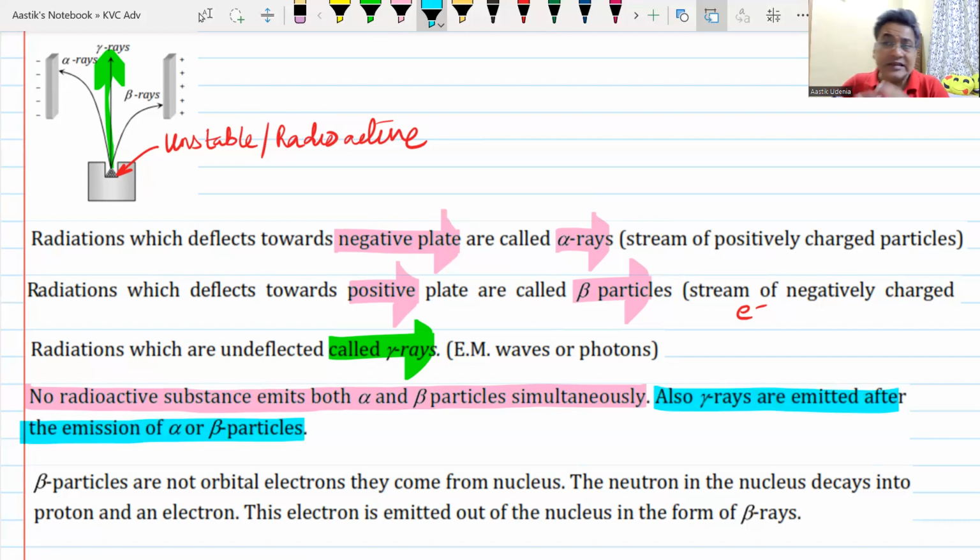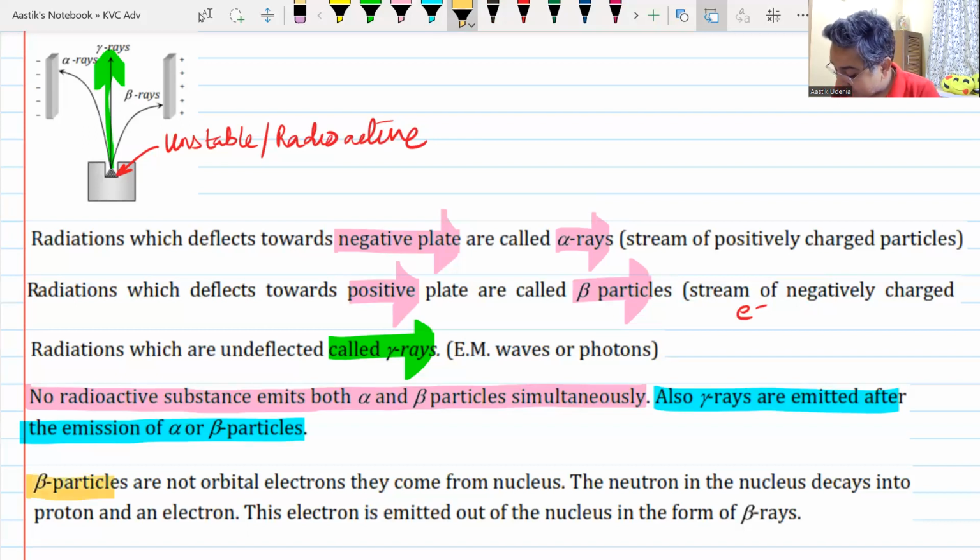I've already told you, whenever we talk about these gamma radiations, whenever an unstable nucleus disintegrates, sometimes it gives rise to a nucleus which is in an excited state. So this nucleus in an excited state will come back to its ground state by emitting some radiations. Those radiations are known as gamma radiations. 2 minutes to note this down.